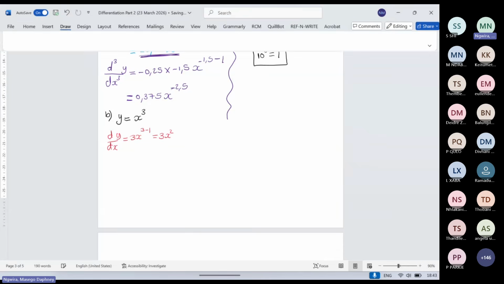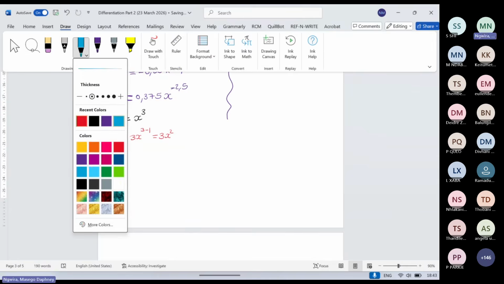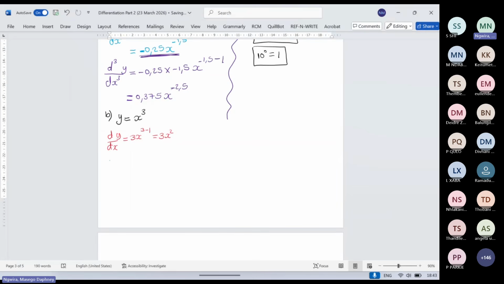And now we derive for the second time. When we derive for the second time, it's a square now. It's going to be d squared over dx squared of y. We are deriving for the second time. You take your answer here, then you derive it. This is going to be 3 times 2, and then x to the power of 2 minus 1. 3 times 2 is 6, then x to the power of 1.